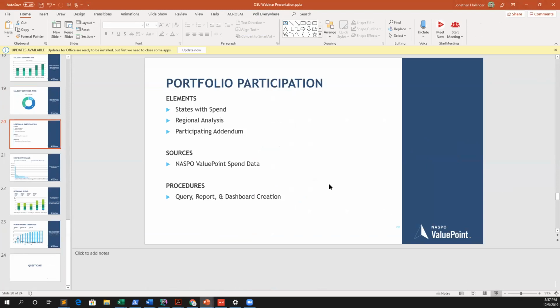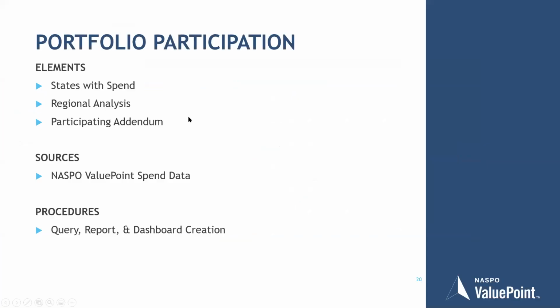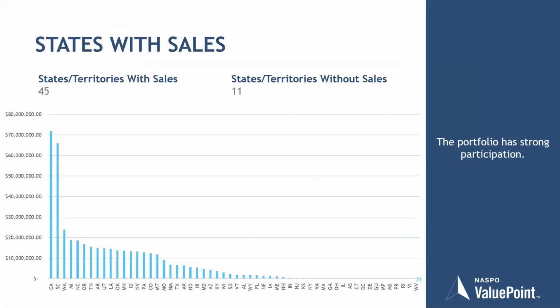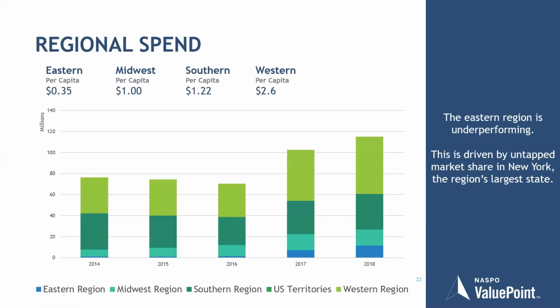So another item that we looked at was portfolio participation independent of spend. In our case, once again, we're looking at things like states with spend. You may be looking at agencies with spend, or maybe county level data or other types of information. This is a relatively simple analysis, but meaningful because in this case, we were able to tell that there were 45 states and territories with sales, which is very broad penetration into the market in our case.